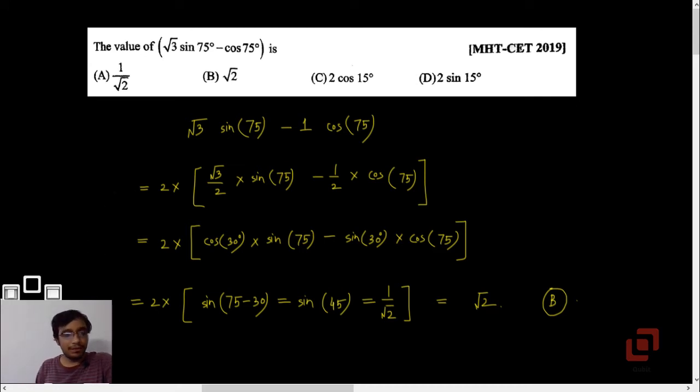The value of root 3 into sine 75 minus cos 75 is. Now whenever you encounter these expressions, root 3 and 1, please remember to divide and multiply by 2. Then that will allow you to write the entire thing as a trigonometric function of a single angle. Here I have done that.